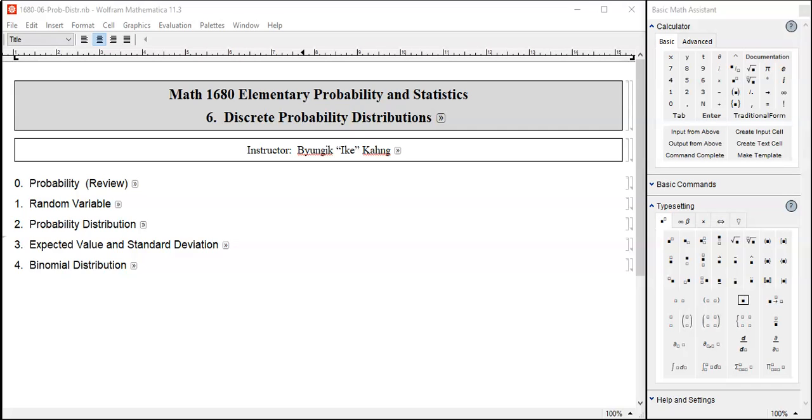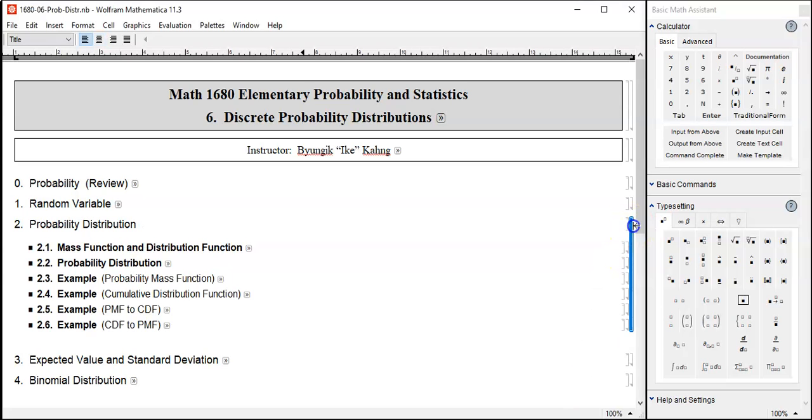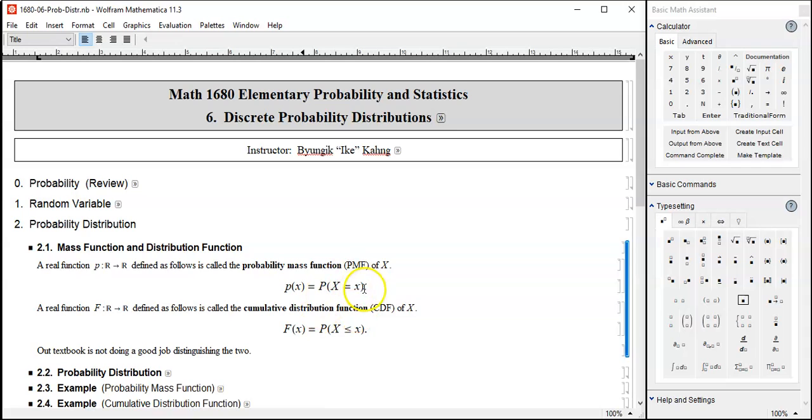Hello students, in this exercise we're going to study how to get the PMF, the probability mass function, from a known CDF, cumulative distribution function. What are the PMF and CDF? Here's the definition of the probability mass function.